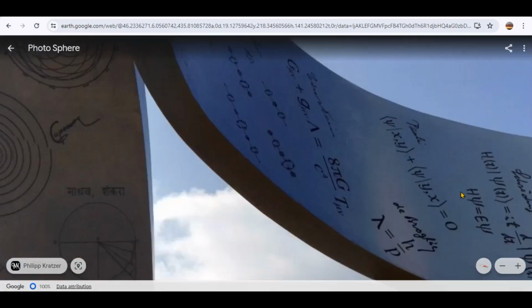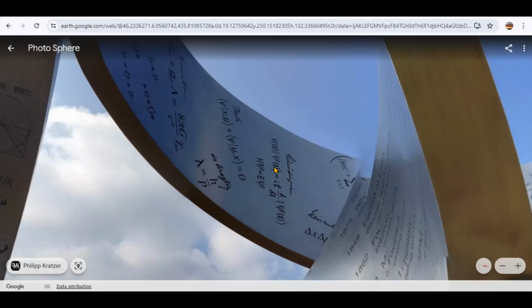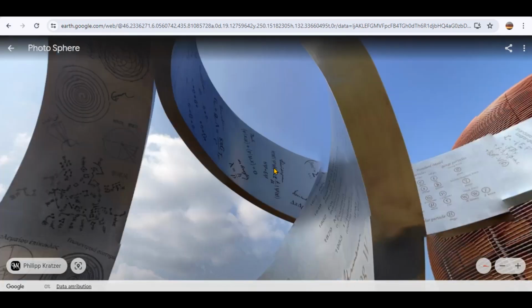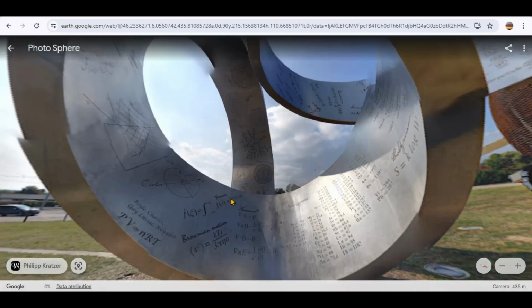So, sacred geometry is based on mathematics. So, they're showing us sacred geometry and math that correlates with a lot of things. There are a lot of very interesting formulas and quantities and breakdowns on this piece of art outside of CERN, which is very interesting.